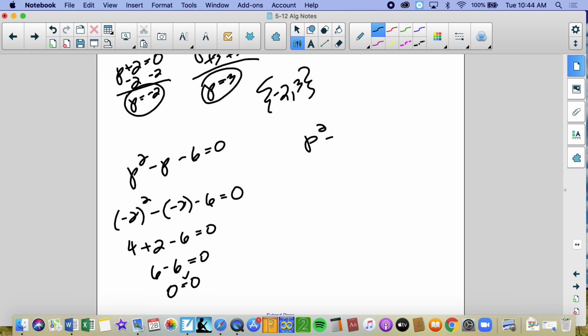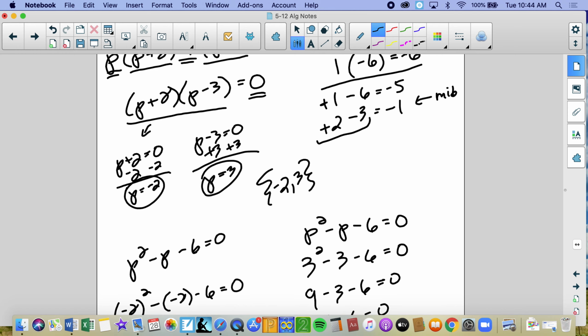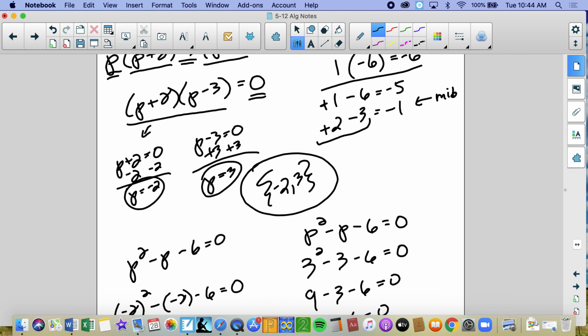Let's try it when it's 3. So we'll plug in 3. 3 squared is 9, minus 3 minus 6 equals 0. 9 minus 3 is 6. 6 minus 6 is 0. And that works. So I just checked my answers, and yeah, these two solutions are negative 2, 3.